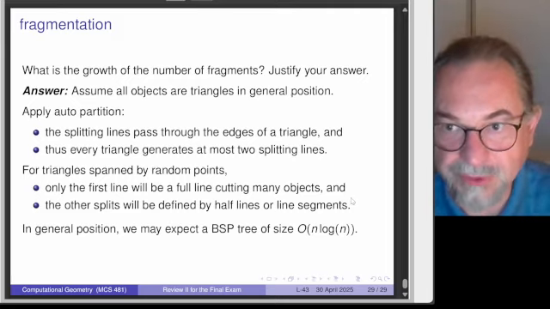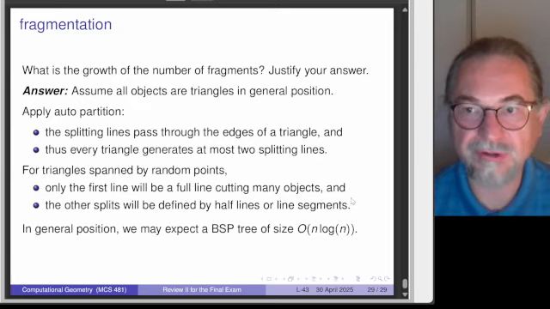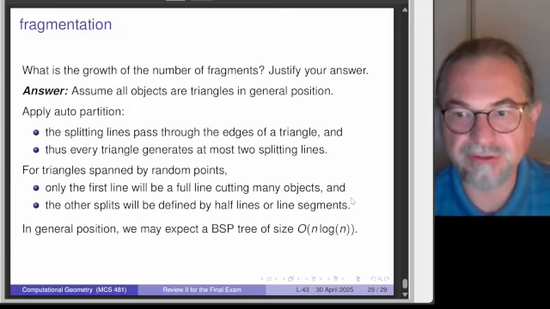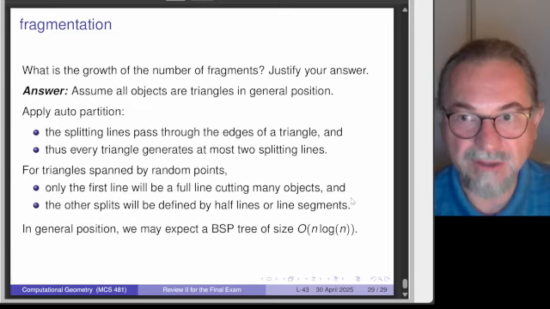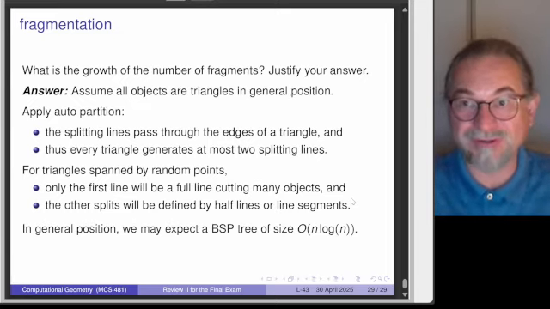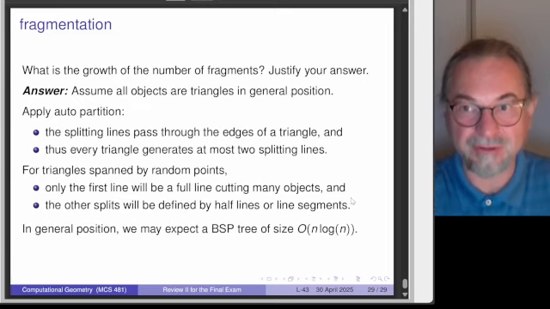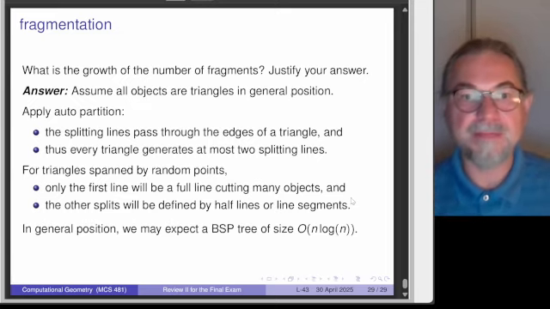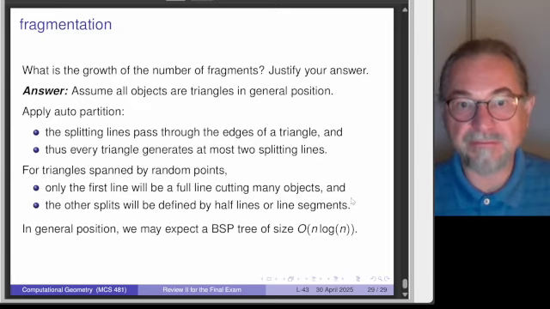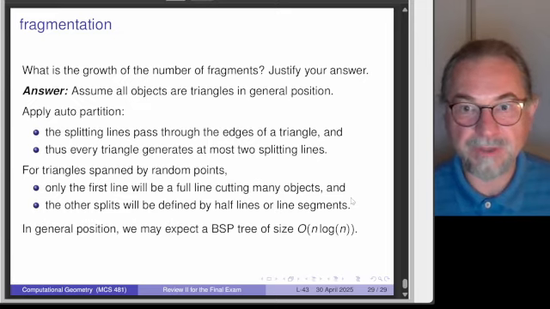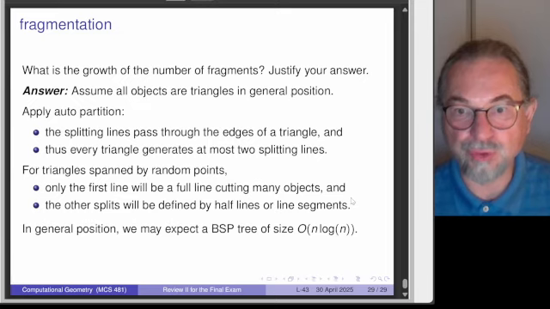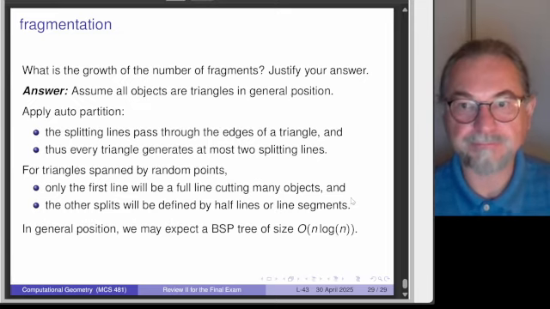And what we also observe, and you could see this also on that picture that I showed introducing binary space partitions, is that many of the lines are actually only half lines. So there's actually only one line in general that runs through the entire plane. Many splits will actually be defined by line segments, and some of them are half lines. So that drastically reduces the fragments.